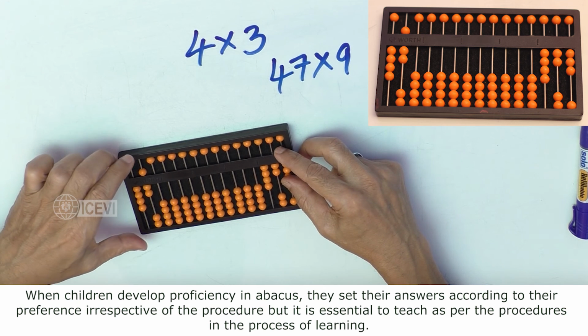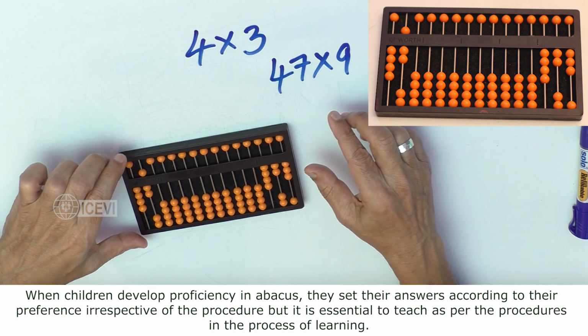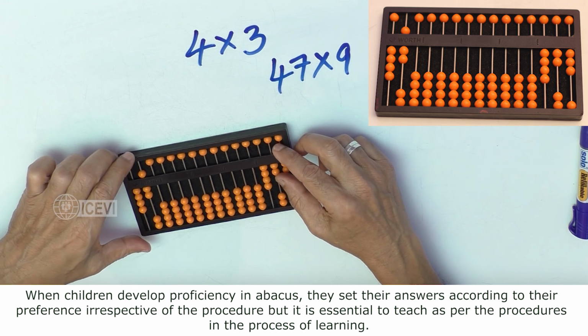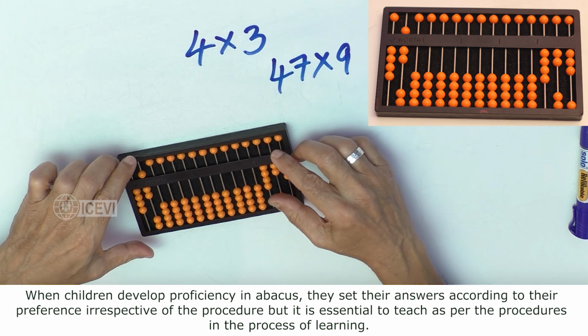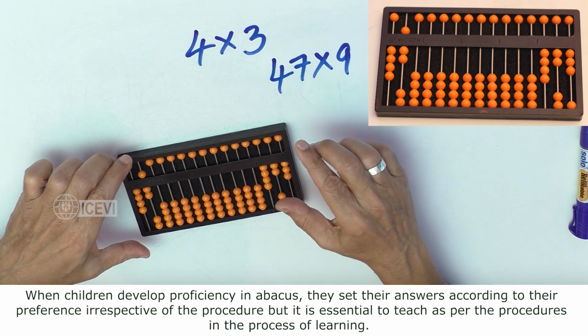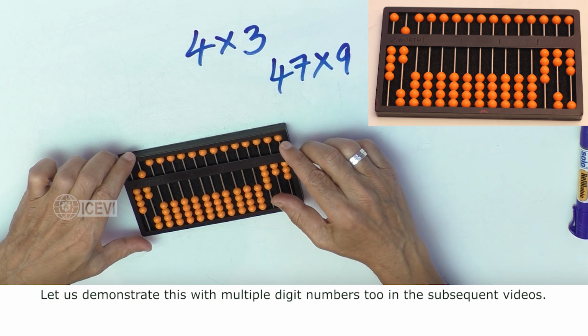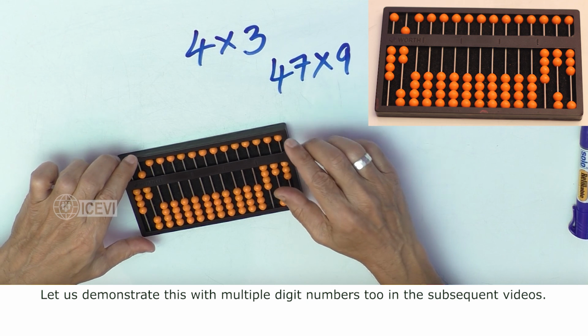When children develop proficiency in Abacus, they set their answers according to their preference, irrespective of the procedure, but it is essential to teach as per the procedures in the process of learning. Let us demonstrate this concept with multiple digit numbers too in the subsequent videos.